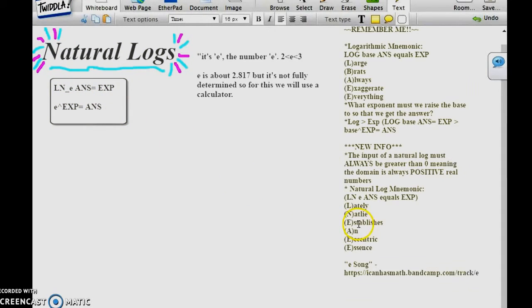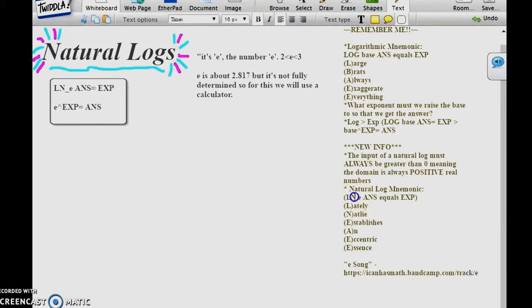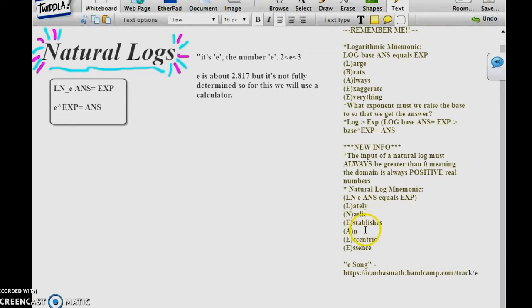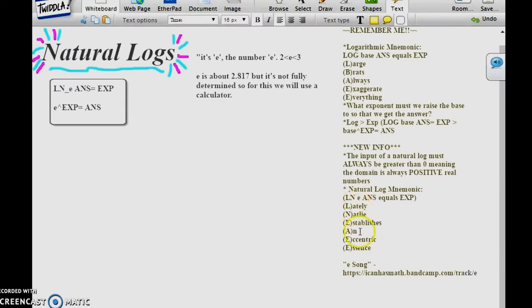Okay, we're going to go over here to look at the natural log setup, and it's just like any other logarithm, except this says natural log, and it's to the base of e. A mnemonic I used for this is "lately Natalie establishes an eccentric essence," and it's just some corny mnemonic I made up. You don't really have to use that. You can make up one of your own. It just helps me remember it.